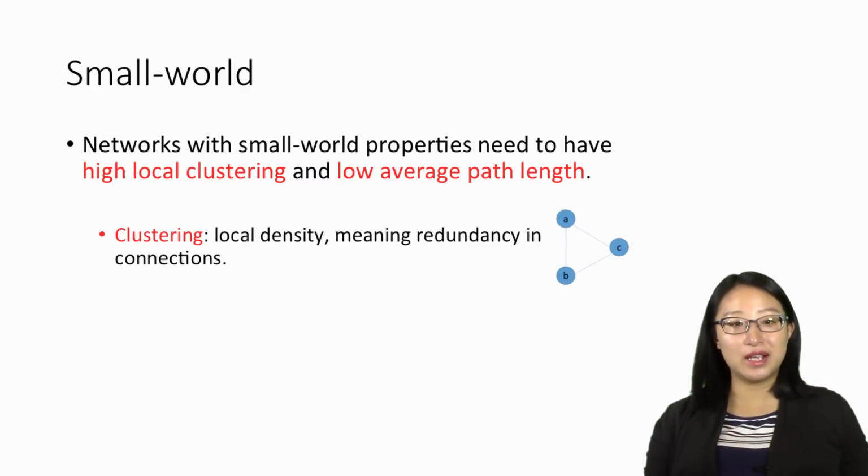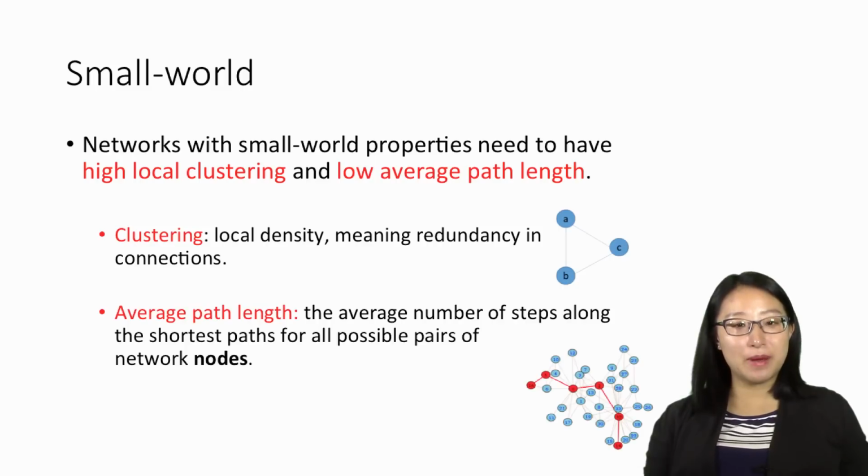Clustering captures local density, meaning redundancy in connections. For instance, my two friends are also friends with each other, meaning that there are redundancies in my friendship connections. Average path length is defined as the average number of steps along the shortest path for all possible pairs of network nodes. It is a measure of efficiency of information or transportation flow in a social network.